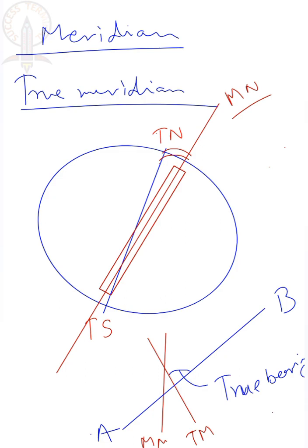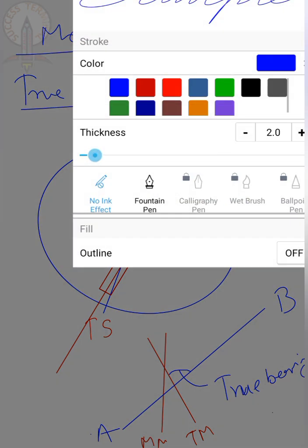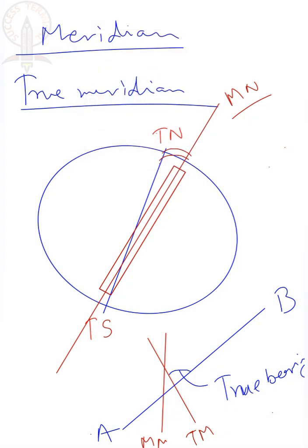Clear? And the angle between magnetic meridian and the line is known as magnetic bearing. Is that clear to you? True bearing and magnetic bearing. This is the difference. True bearing is the angle between true meridian and the line itself, and magnetic bearing is the angle between magnetic meridian and the line itself. Clear?